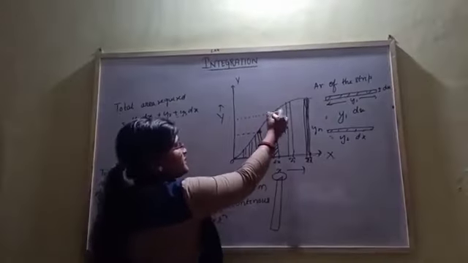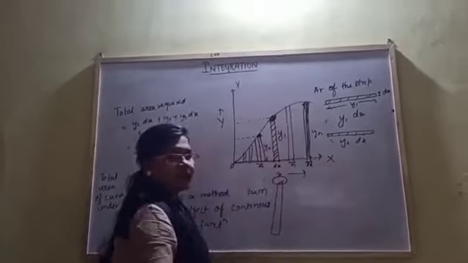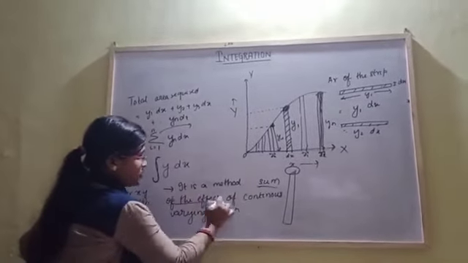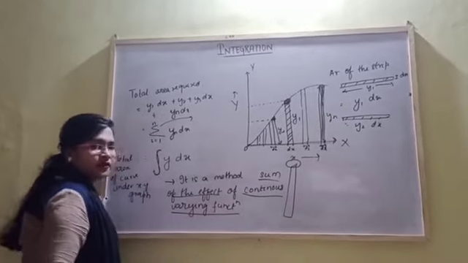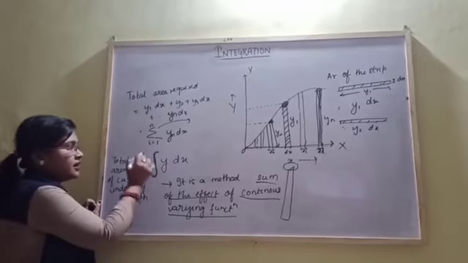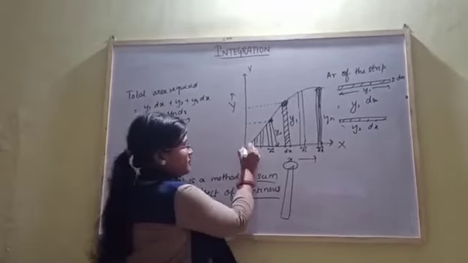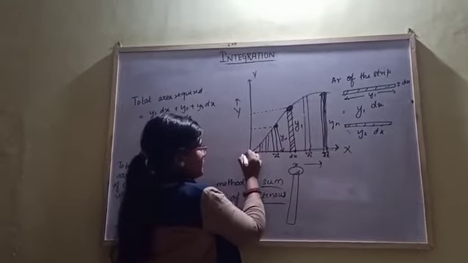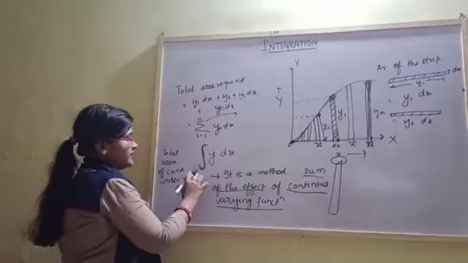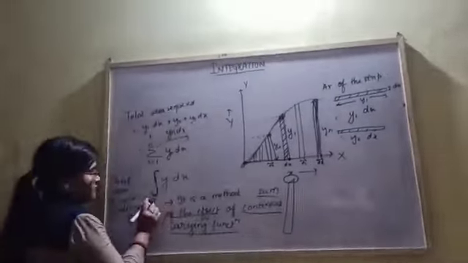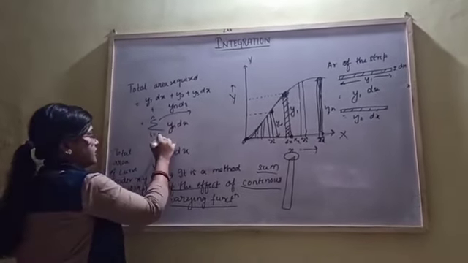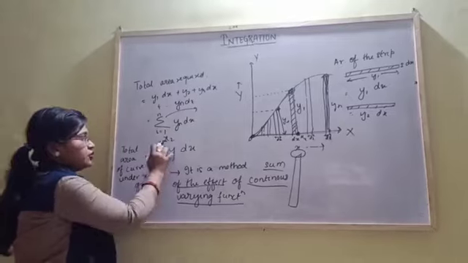In summation this extra area was not calculated, but in integration we get the sum of the effect of continuous varying function. We get the total area of the curve using integration. If I wish to find the area from origin to here, we could write it easily from x0 to x2. We got the limit from 0 to x2.